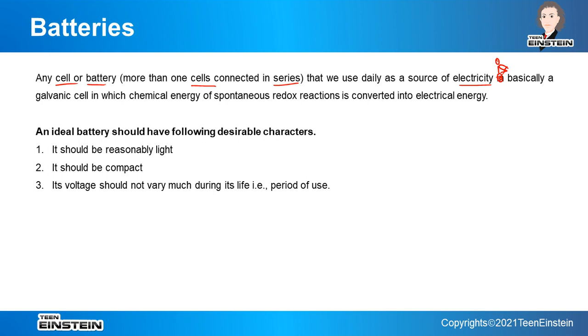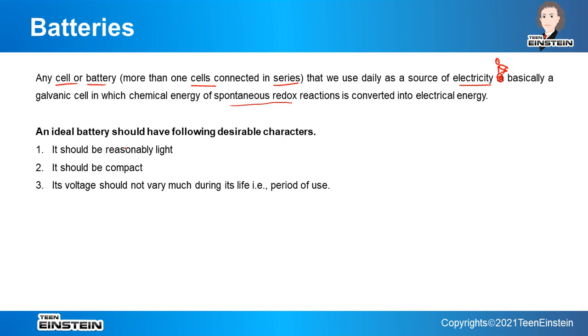So we know that there are two types of cell, galvanic cell or voltaic cell and electrolytic cell. In the second type of cell, the opposite process occurs, that is, electric energy is converted to chemical energy for non-spontaneous redox reactions. But in the case of batteries, mostly it is a galvanic cell, where we use some spontaneous redox reaction, and the chemical energy of this redox reaction is converted into electrical energy.